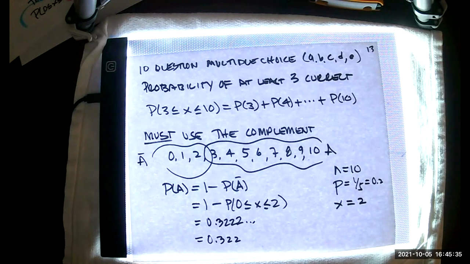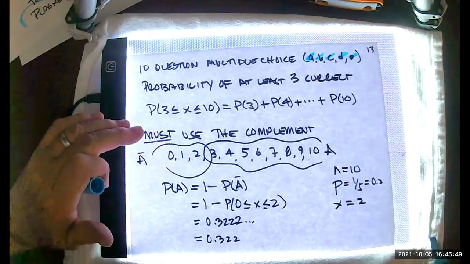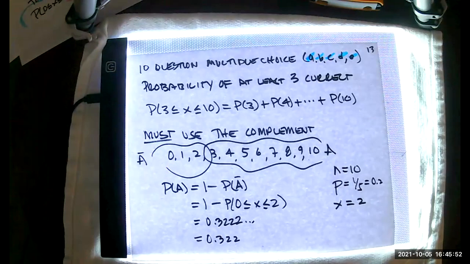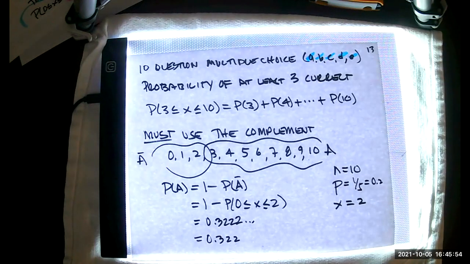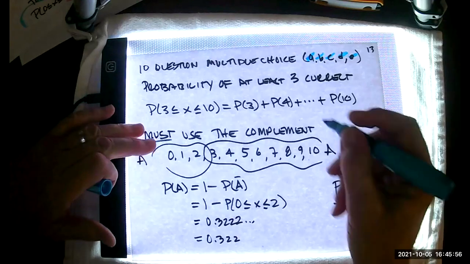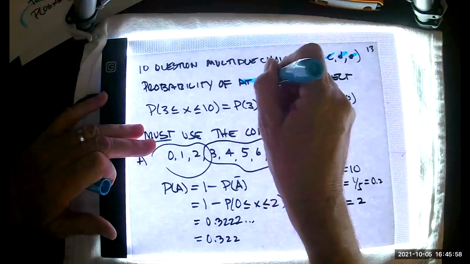So we have a 10-question multiple choice quiz. We're going to make random guesses on that quiz. That 10-question multiple choice, each question has 5 possibilities, just like my quizzes. And we want to find the probability of at least 3 correct when we guess randomly.